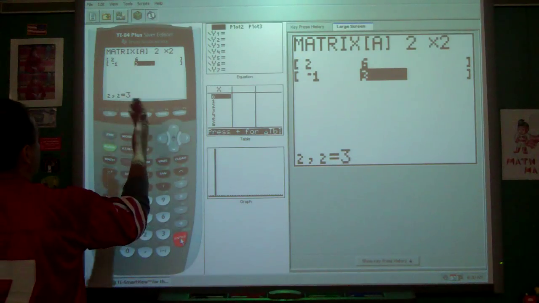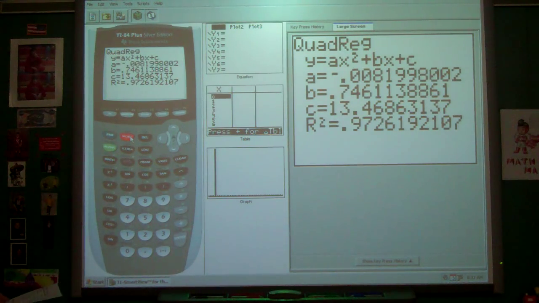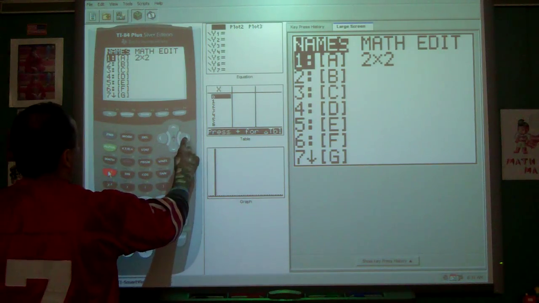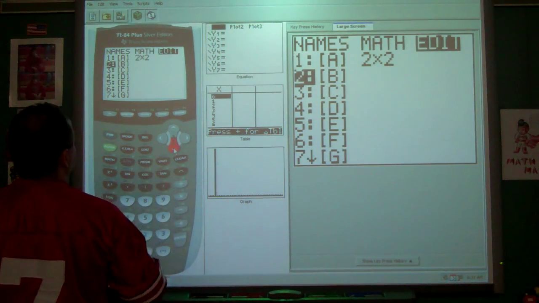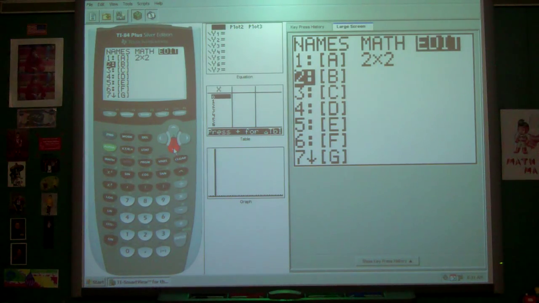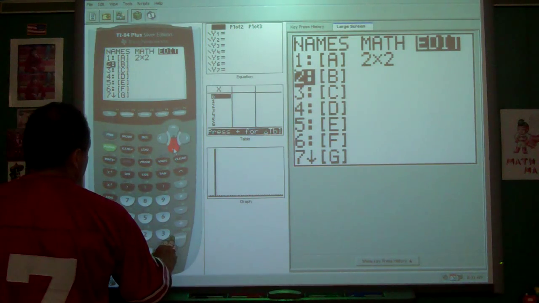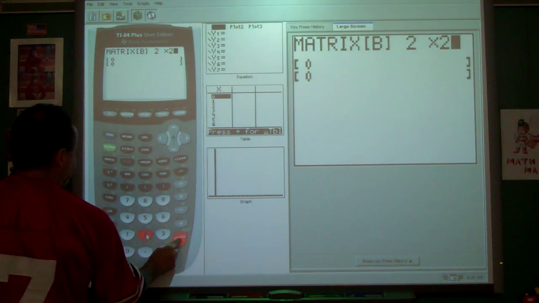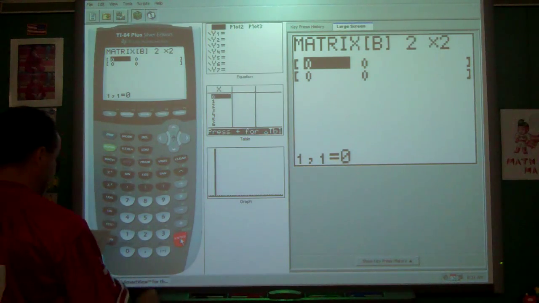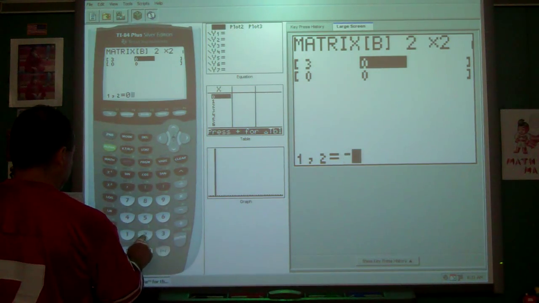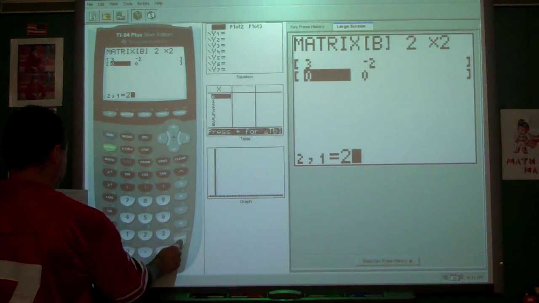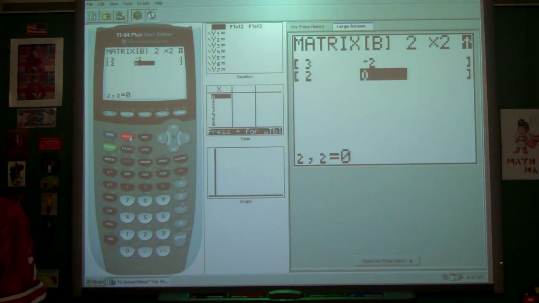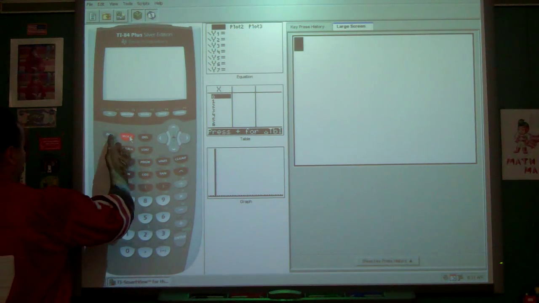Okay. Once you do it, it's best to go second quit for each matrix. Then go back. You're going to edit now, but you're going to edit matrix B. Okay? So press enter on B, and then also put the dimensions in. Once you have it, second quit, please. Going back.